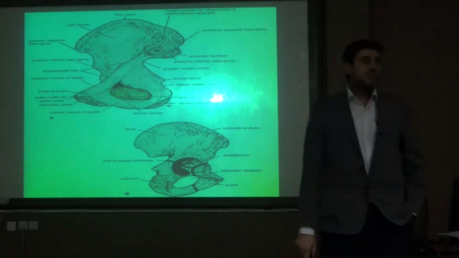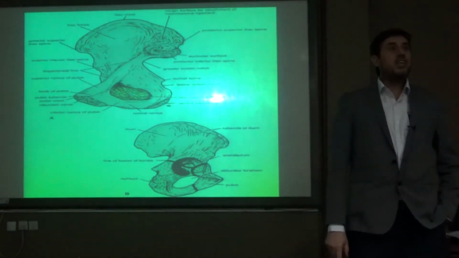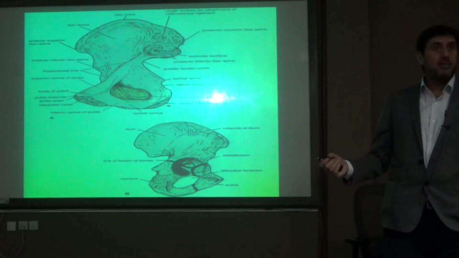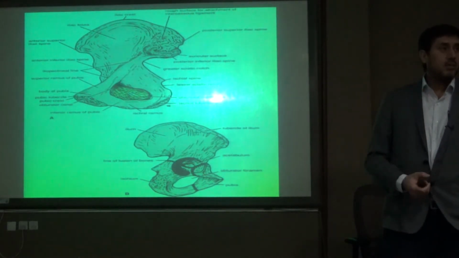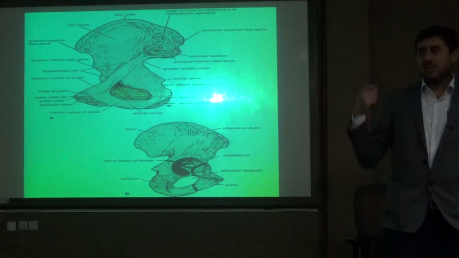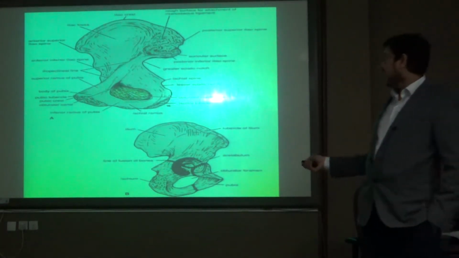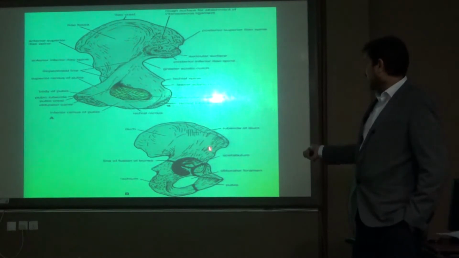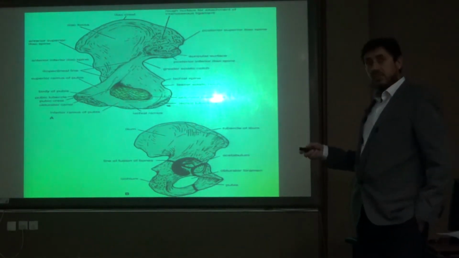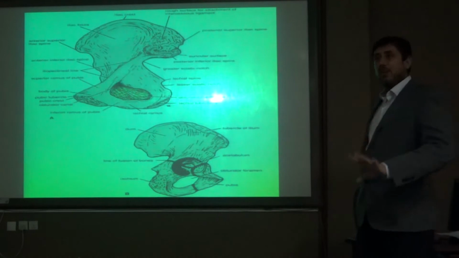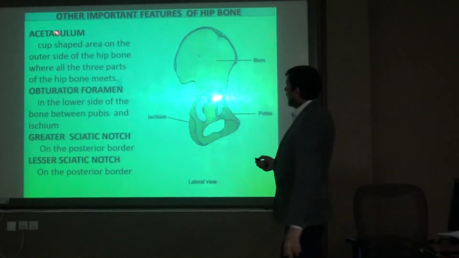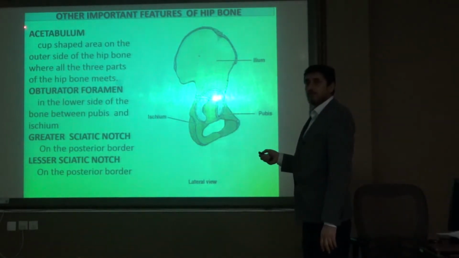Sciatic notch. Because through this one the sciatic nerve is going, a big nerve. The biggest nerve in the body. Largest nerve in the body. Like a radial, here on the back we have the sciatic nerve. It is coming through this area to the leg. It's not our topic.